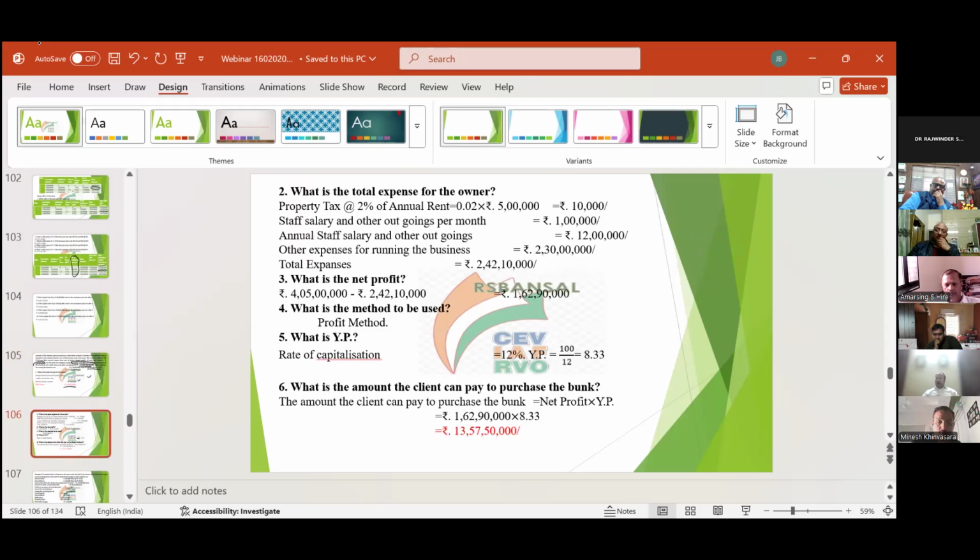And what is the total expenses of the owner? It is given property tax at 2% of 5 lakh, which is getting in the form of rent, which is 10,000. Staff salary is 1 lakh. Annual staff salary will be 12 lakh. Other expenses are 2 crore 30 lakh. So add up all these. So total expenses are 2 crore 42 lakh.